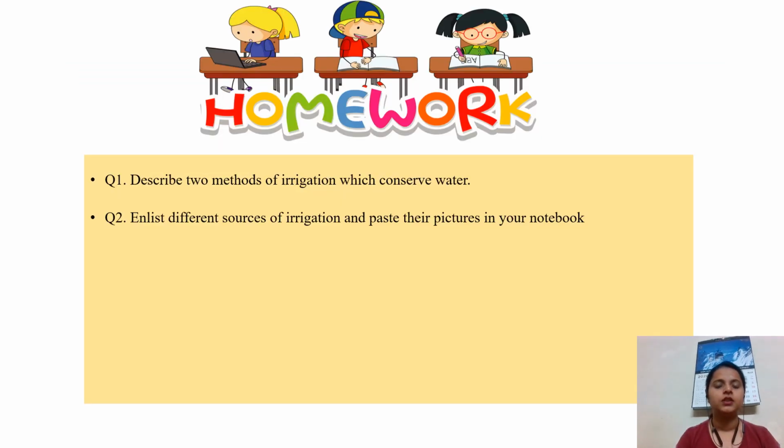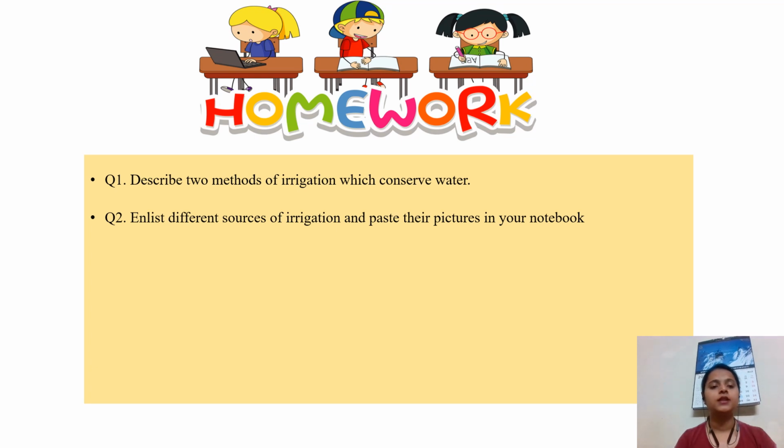Okay, now it's homework time, and I have some homework questions for you. Question 1 is: describe two methods of irrigation which conserve water. Two methods of irrigation which do not allow water wastage, in which you can conserve more and more water. No water wastage should be there in those two methods.